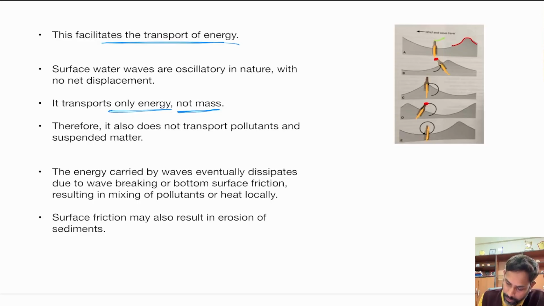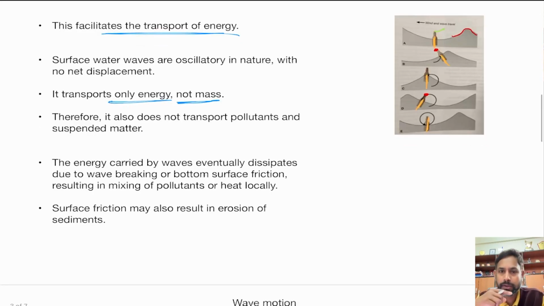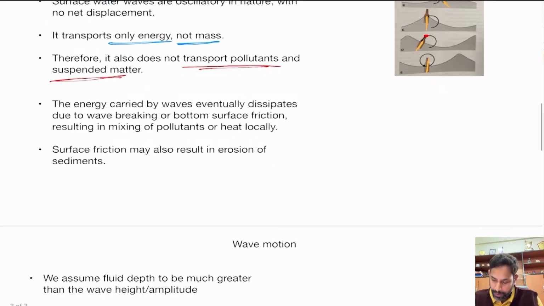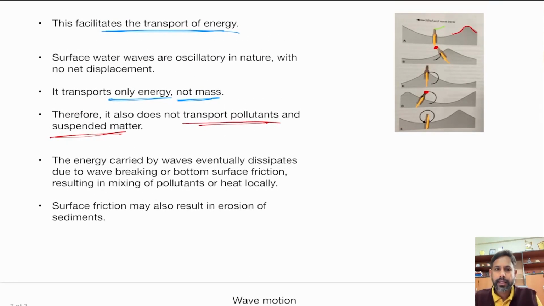It only transports energy, right? And that is how the waves go from one point to another, but it does not transport mass. That is why it does not transport any pollutant or suspended matter. So if you have any sort of pollutant, let's say even if you talk about some object, as we already discussed, that will just remain there, it is not going to get transported to another place. All right, so that is the nature of surface waves. But what actually happens eventually is, this wave that has got created has to break at some point of time.